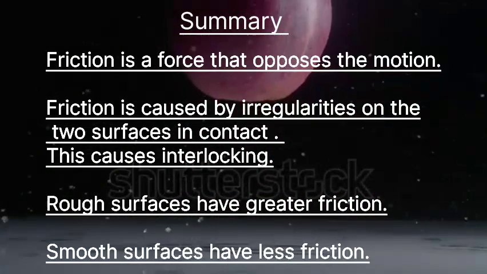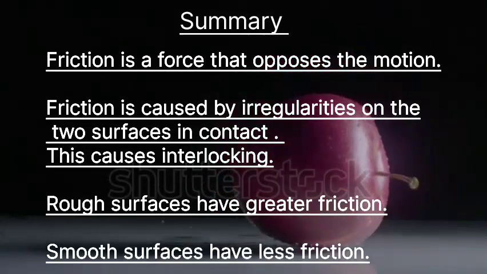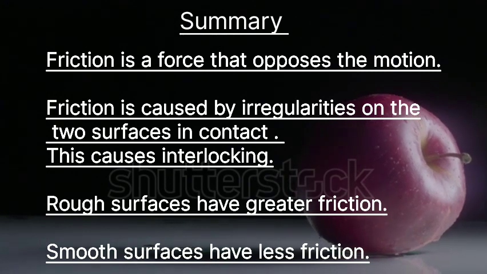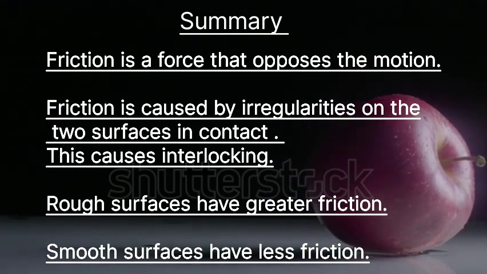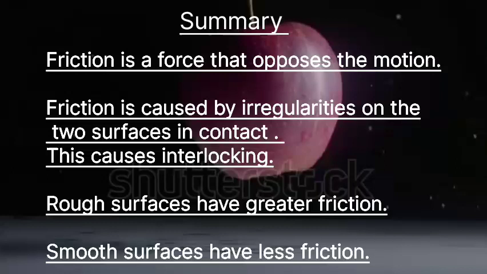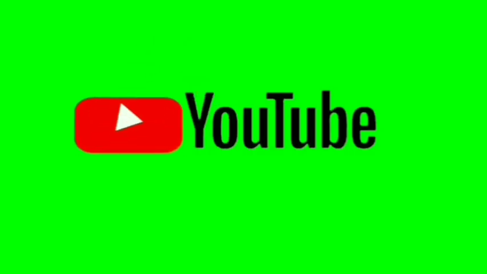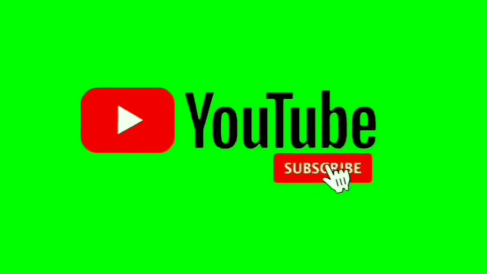If the surfaces are smooth, there will be lesser friction, because greater friction means, as we discussed, there will be more interlocking for the rough surfaces because there are more irregularities. So it is something what we did today. I hope the concept of friction is super clear to you.